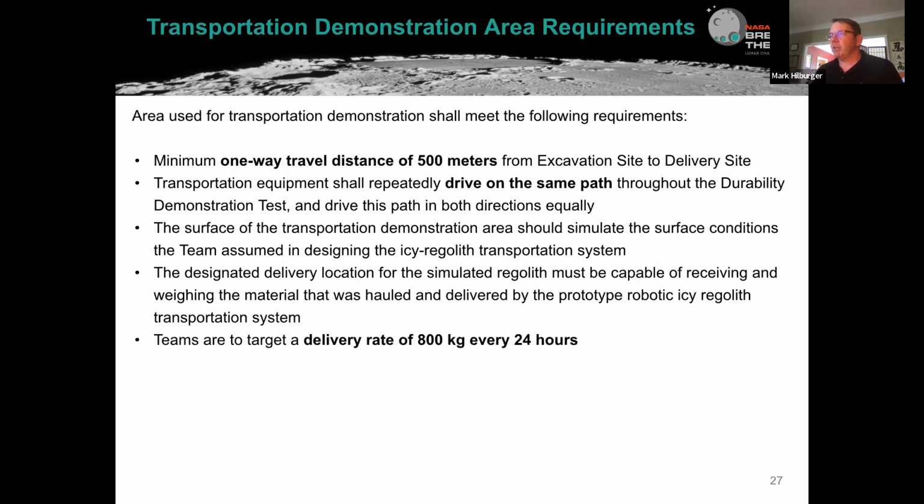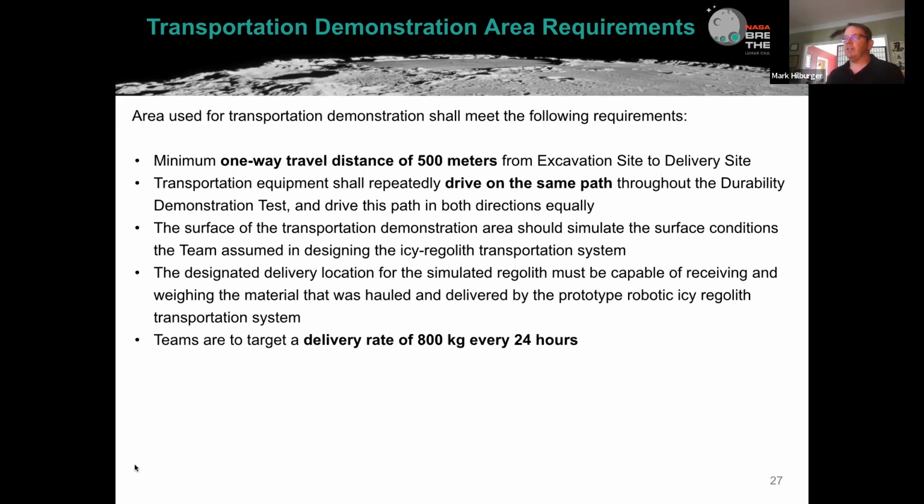Transportation equipment shall then repeatedly drive on that same path throughout the durability demonstration test and drive this path in both directions equally. And this gets at some of the issues that we're expected to see associated with repeated trafficking and trafficability of a disturbed lunar surface, and some of the challenges that we're anticipating associated with that. Thirdly, the surface of the transportation demonstration should simulate surface conditions the team assumed in designing the icy regolith transportation system.